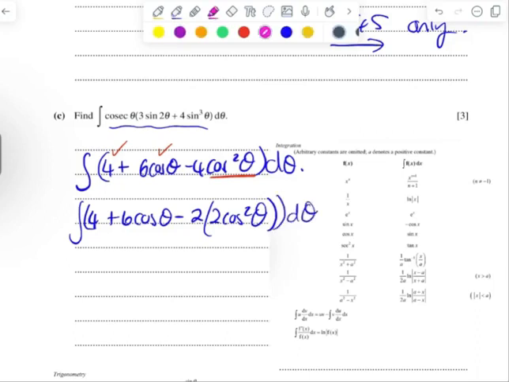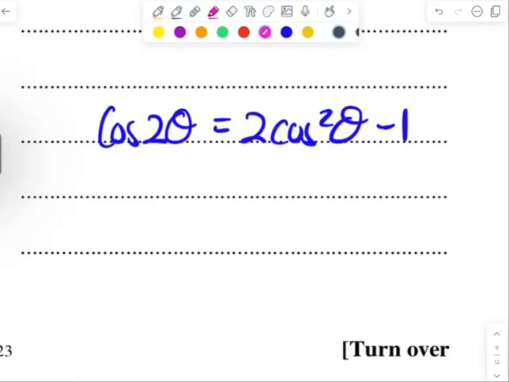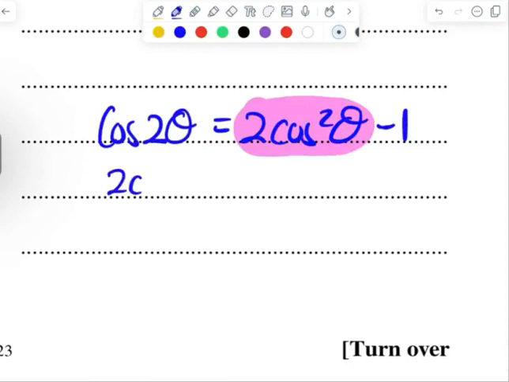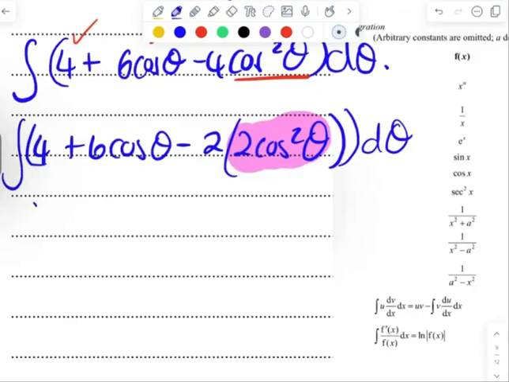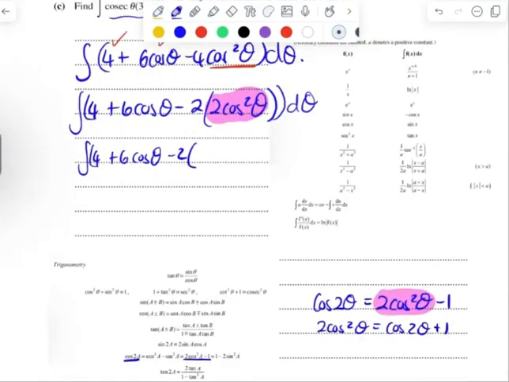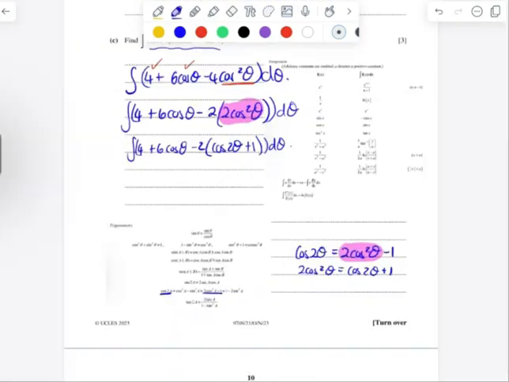Okay, what I'm going to do is change my 2 cos squared theta, because in this identity here I already have a 2 cos squared theta. So I'm going to say 2 cos squared theta is equal to cos of 2 theta plus 1. I like to do that somewhere on the side as I'm preparing my integral. And so I'm changing that exact part, so it's cos of 2 theta plus 1, and all of that is in terms of theta.